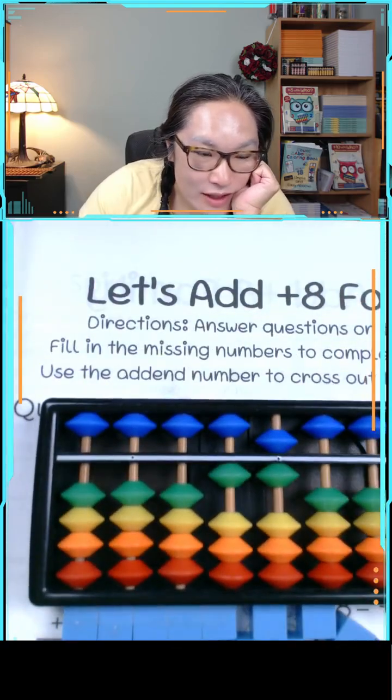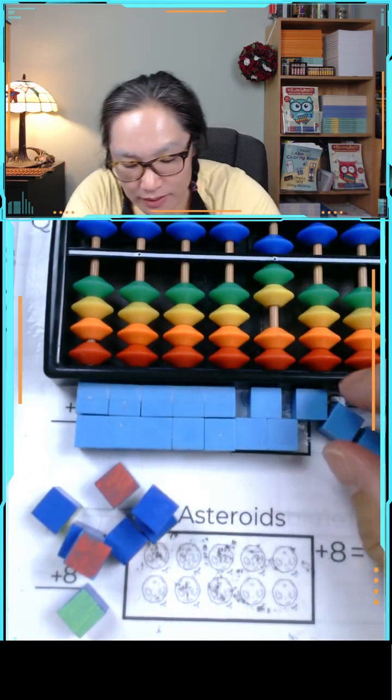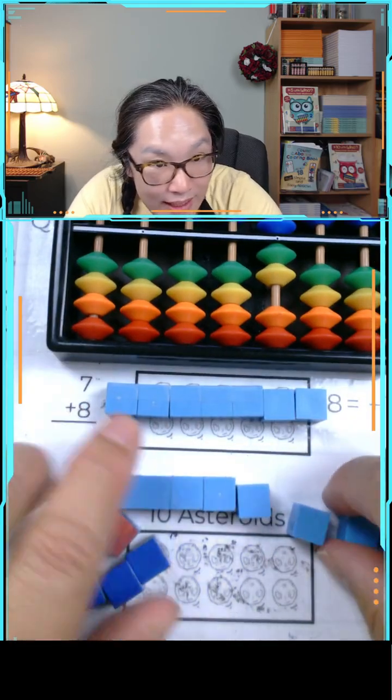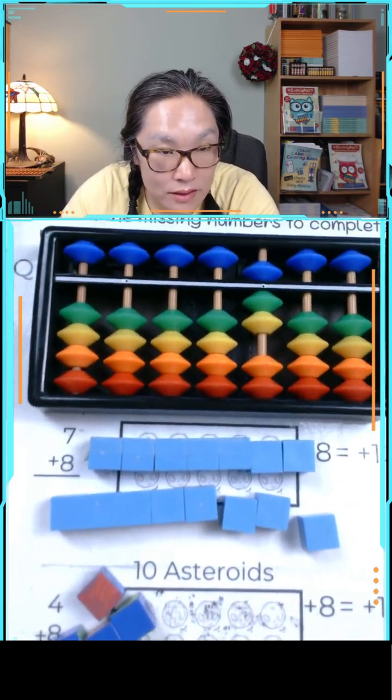We can do it again. Let's do 7, right? We have 7 on the abacus. I want to add 8. Here's my 8. There's not enough room to add the 8.